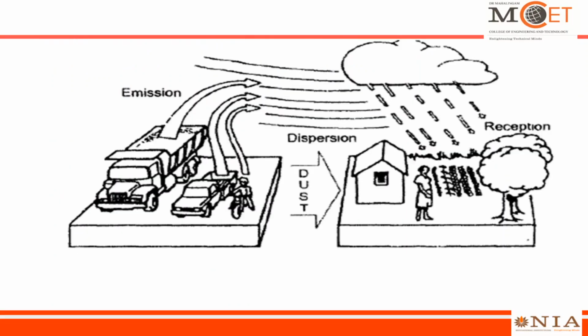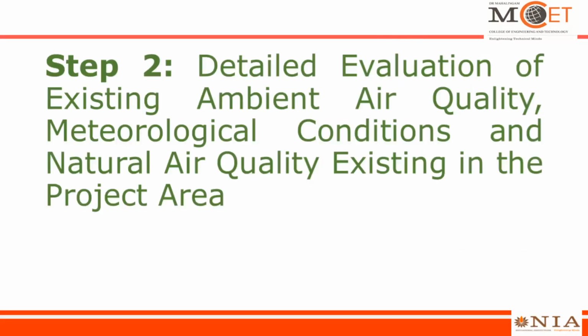So emission is the releasing of air pollutants into the air. Dispersion is when they travel in the air, and reception is when they are received by human beings, plants, animals, and so on. So this is a three-step process by which the air pollutants travel from one location to another.